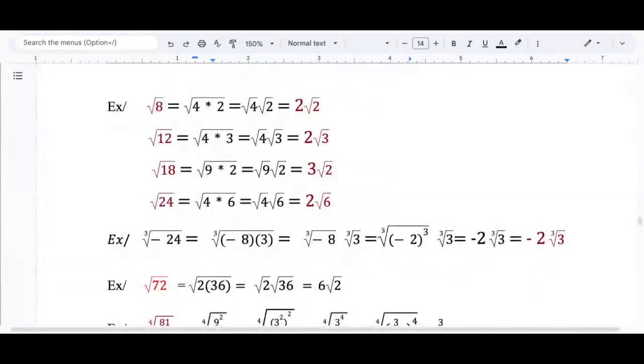Let's see some examples. Remember, we want to simplify radicals. Let's see square root of 8. Because it's a square root, we're hunting for squares, because square will undo square root, right? So 8 can be written as 4 times 2, or 2 squared times 2, because it's 2 cubed. That means 2 squared times 2. The square undoes the square root, so it just becomes 2. So it becomes 2 radical 2.